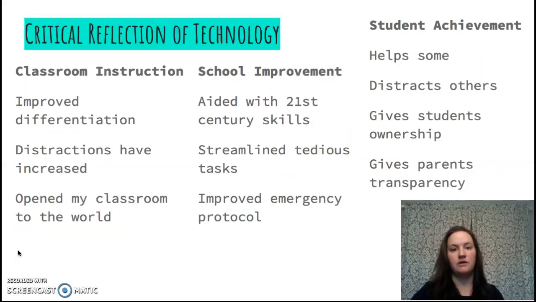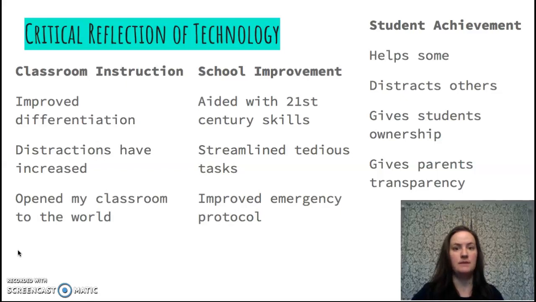Looking at a critical reflection of technology integration and its effects on classroom instruction, school improvement, and student achievement. First, classroom instruction. I think that the integration of technology has really improved differentiation within the classroom. It allows the teacher a lot of different ways to meet all different students' needs, which is very helpful and beneficial. It's opened up my classroom to the world, to seeing what other places are like, to understanding more about the world and our country. So that's been very helpful.